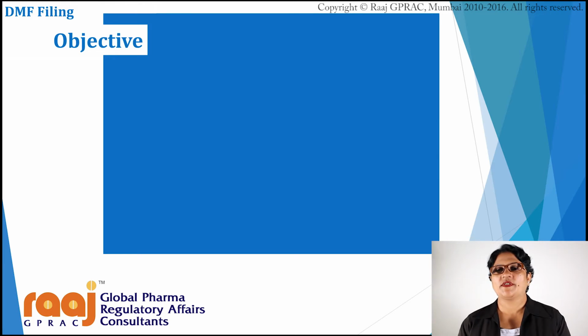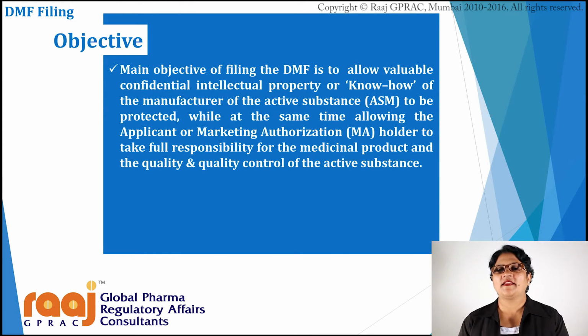So what is the objective? Main objective of filing the DMF is to allow valuable confidential intellectual property or know-how of the manufacturer of the active substance to be protected, while at the same time allowing the applicant or marketing authorization holder to take full responsibility for the medicinal product and the quality control of the active substance.